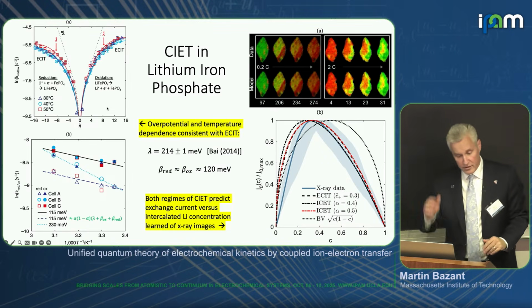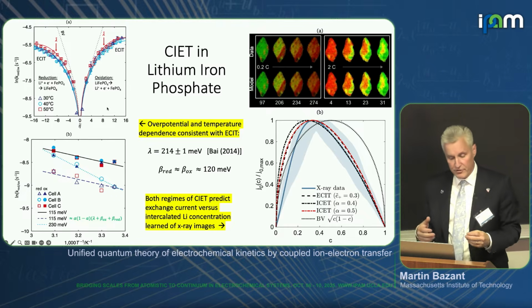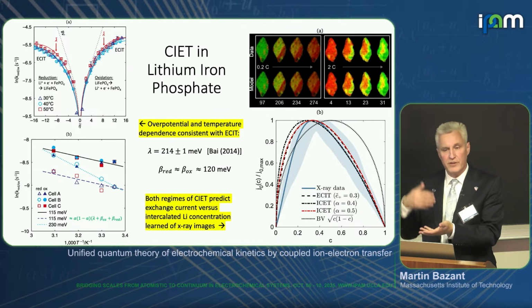Now, another thing that was explained here, and in the theory that I showed, is that in the original paper with Peng, I mentioned we varied temperature.